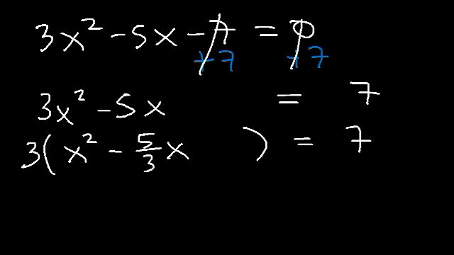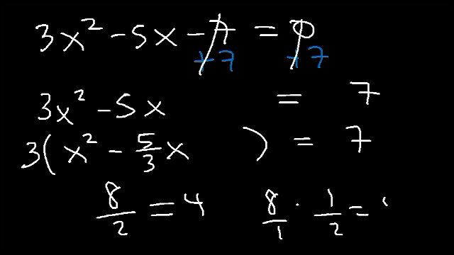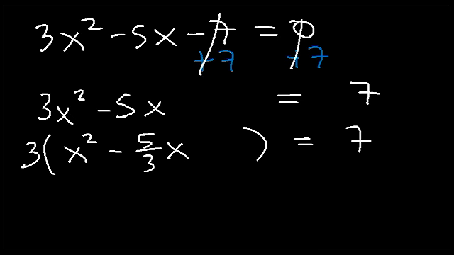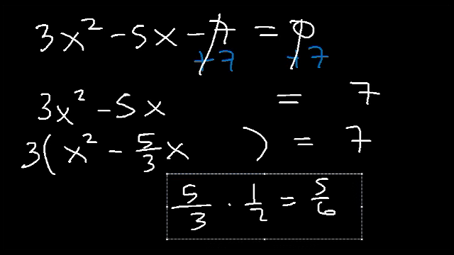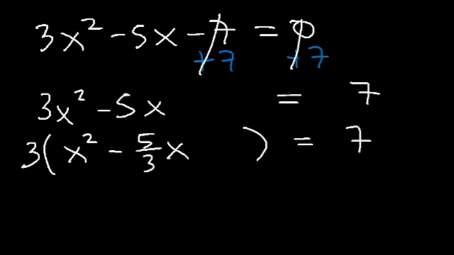Whenever you want to find half of a number, let's say if you want to find half of 8, you can divide by 2, which is 4, or you can multiply 8 by 1/2, which will also give you 4. So to find half of 5/3, we're going to multiply it by 1/2, and that's going to be 5 over 6. So all you got to do is just double the denominator. So we're going to add 5 over 6 squared to both sides.